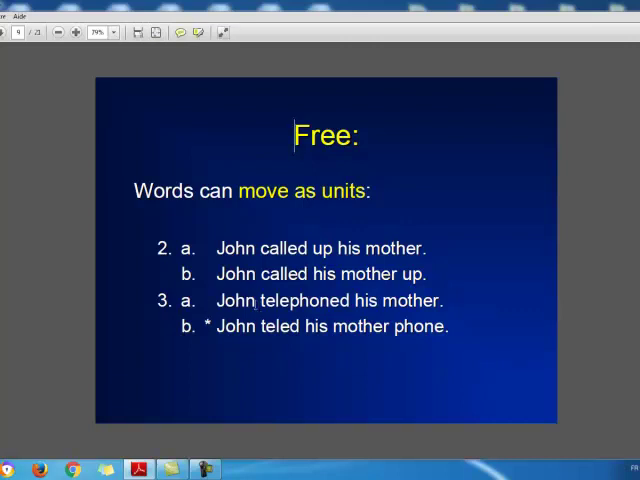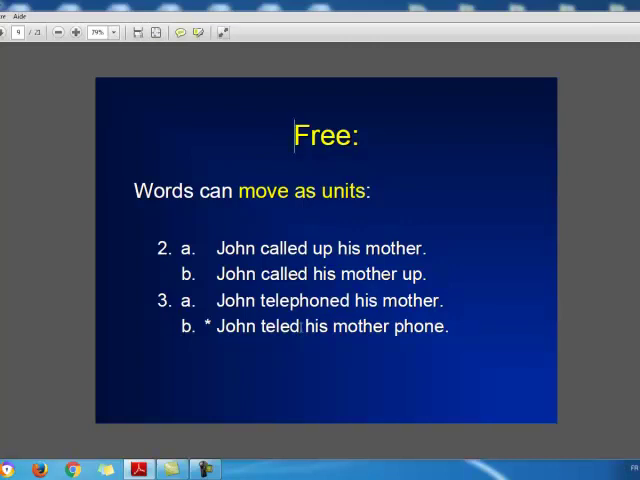But what about this example here? John telephoned his mother. Is it possible to break tel and phone into two bits and insert something between them? For example, John tel his mother phone. This is what we have done in the first case here. But the result here is unacceptable. It's not grammatical. It's not possible in here because we cannot break a word and insert something inside it, because the result is unacceptable, because telephoned is just one unit.